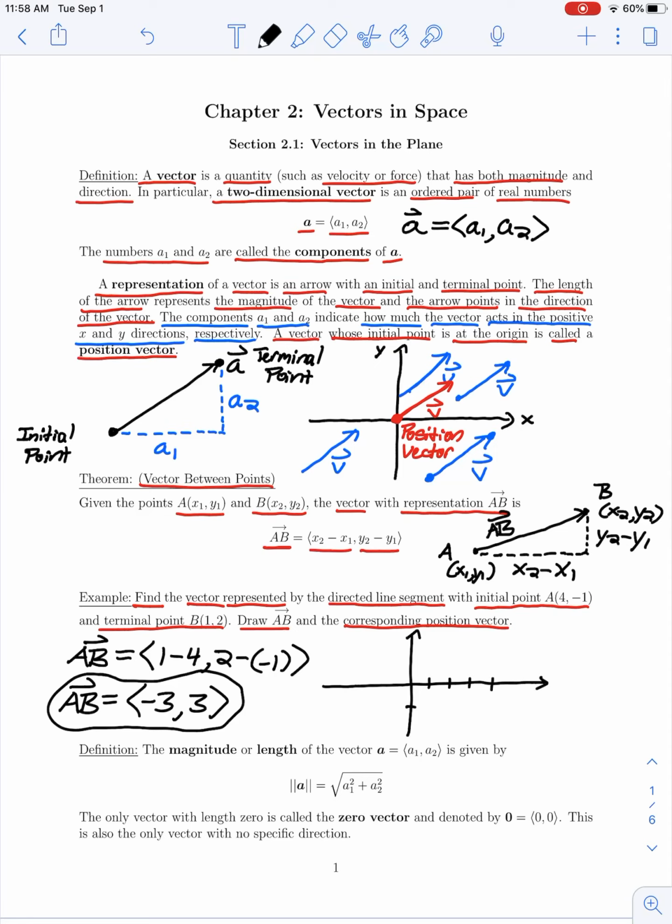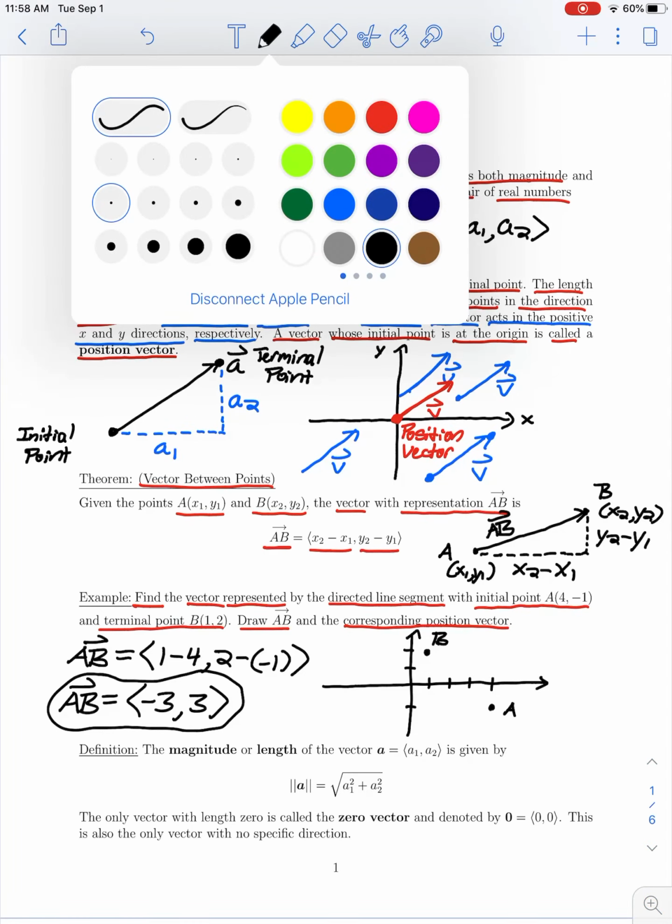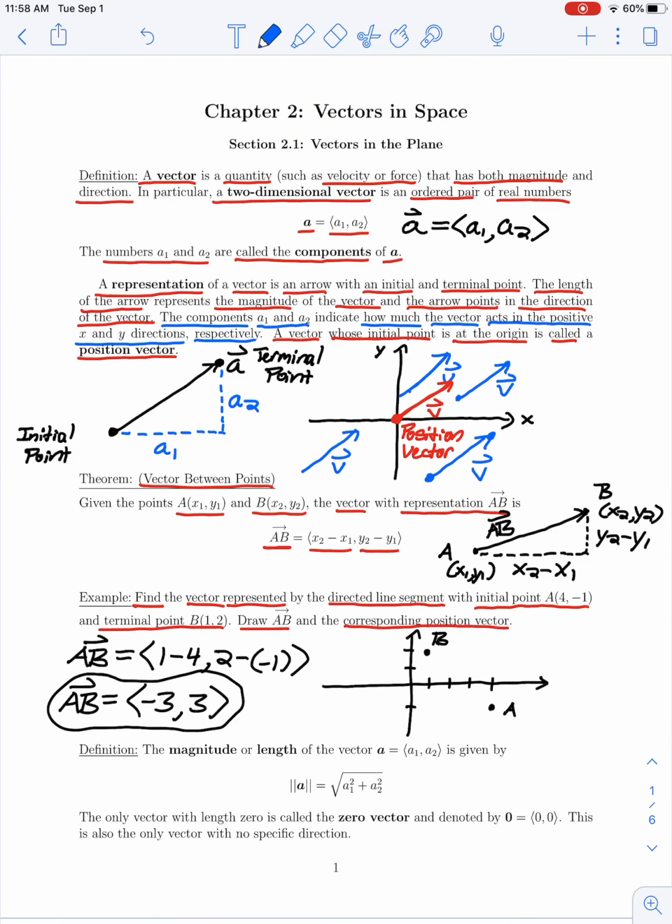So we have our point A here. And then our terminal point was the point (1, 2). So our terminal point B is shown here. A representation of this vector AB is the vector, or the arrow, that moves from point A to point B.